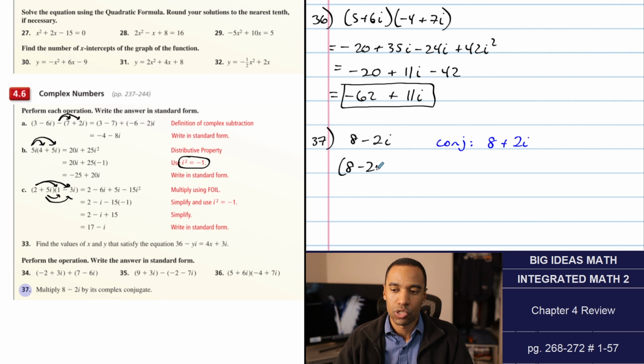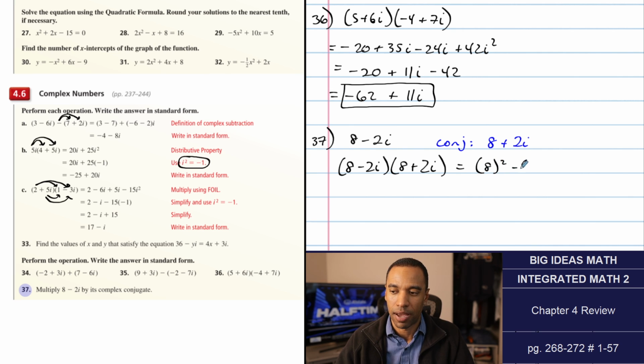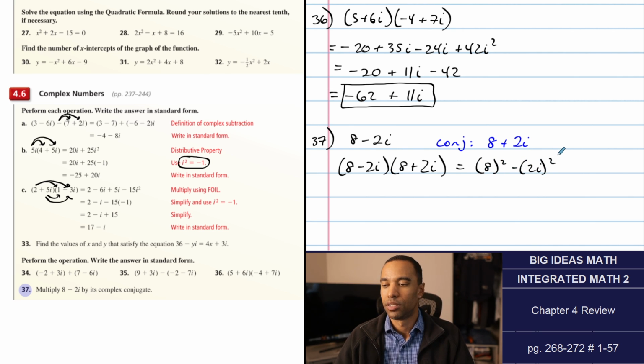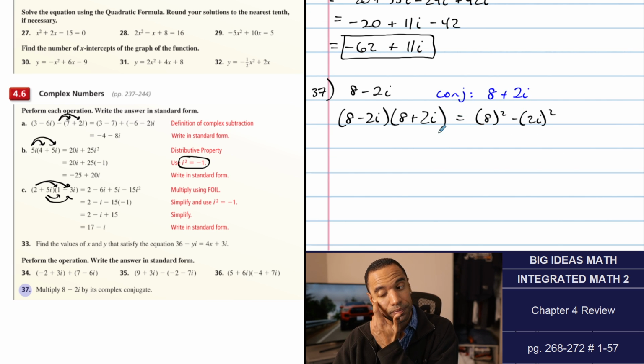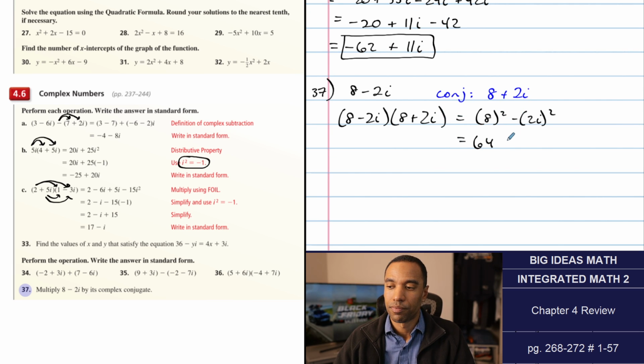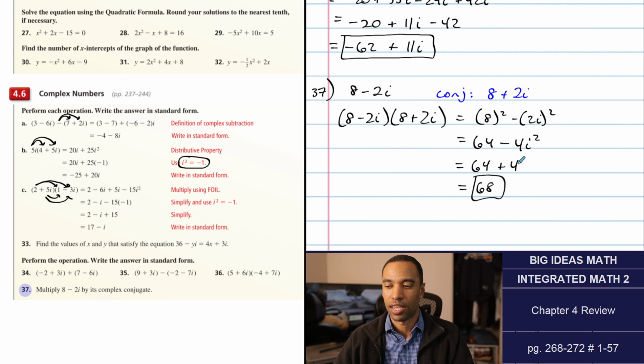So 8 minus 2i times 8 plus 2i is equivalent in difference of two squares format to 8 squared minus 2i squared. a squared minus b squared. 8 squared is 64. 2i squared, squaring 2i gives you 4i squared. And 4i squared is -4. So subtracting -4 is +4, which is 68.